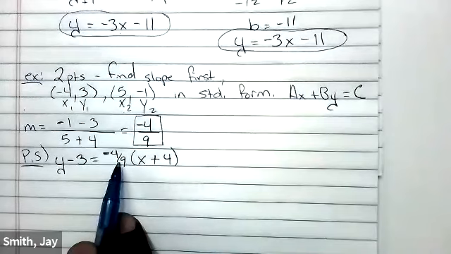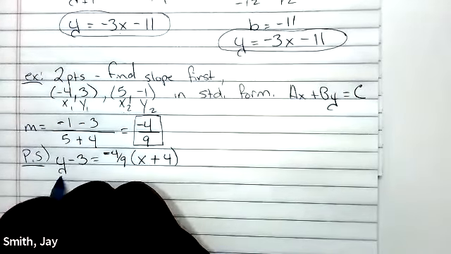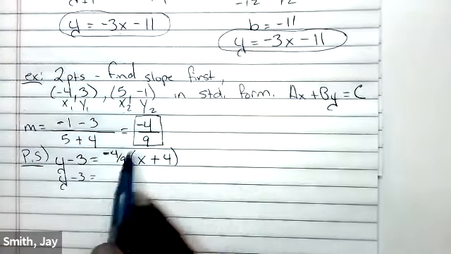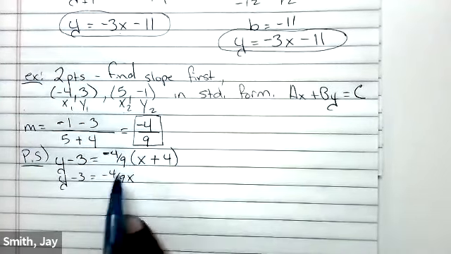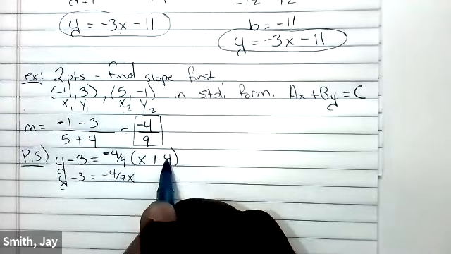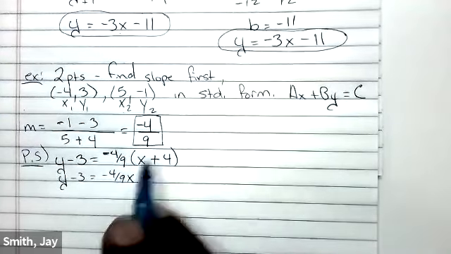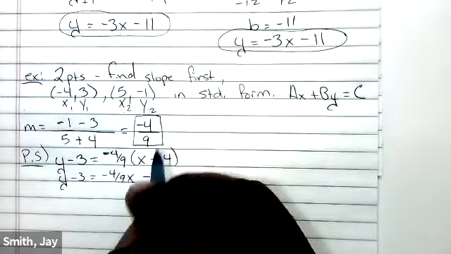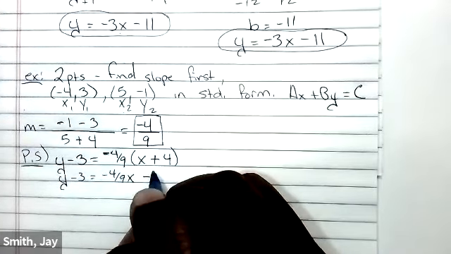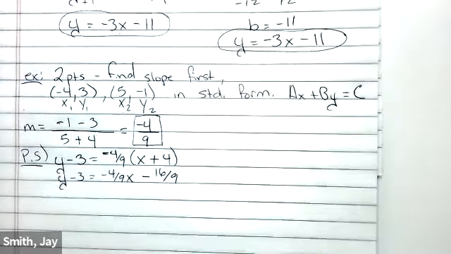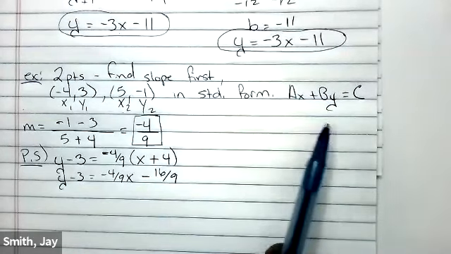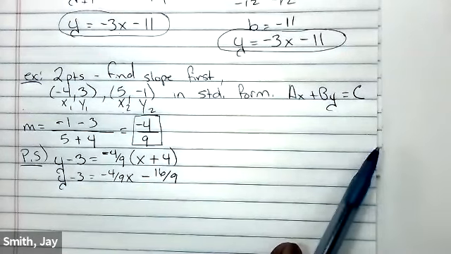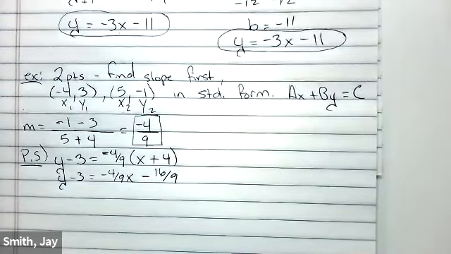All right, distributing that 4/9, this will give me y minus 3 is equal to negative 4/9 times x, will give me negative 4/9 x. Negative 4/9 times positive 4. Negative times positive give me a negative. 4/9 times 4 will give me 16/9. Right. Now remember, we want this answer in standard form, so we're going to have to get rid of the fractions. So we also want to make sure that a is positive.